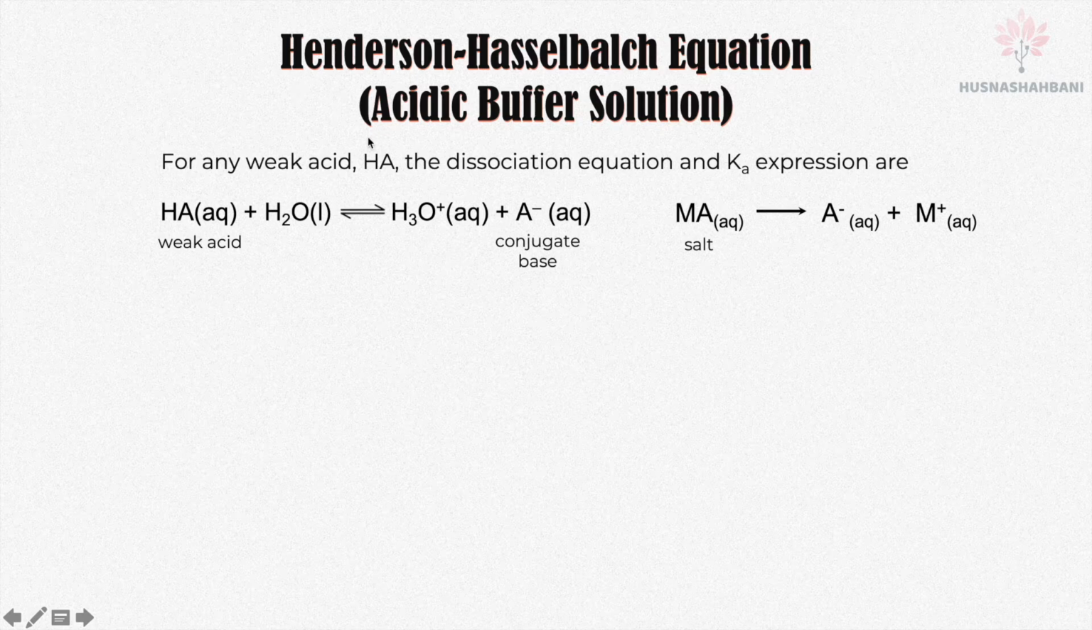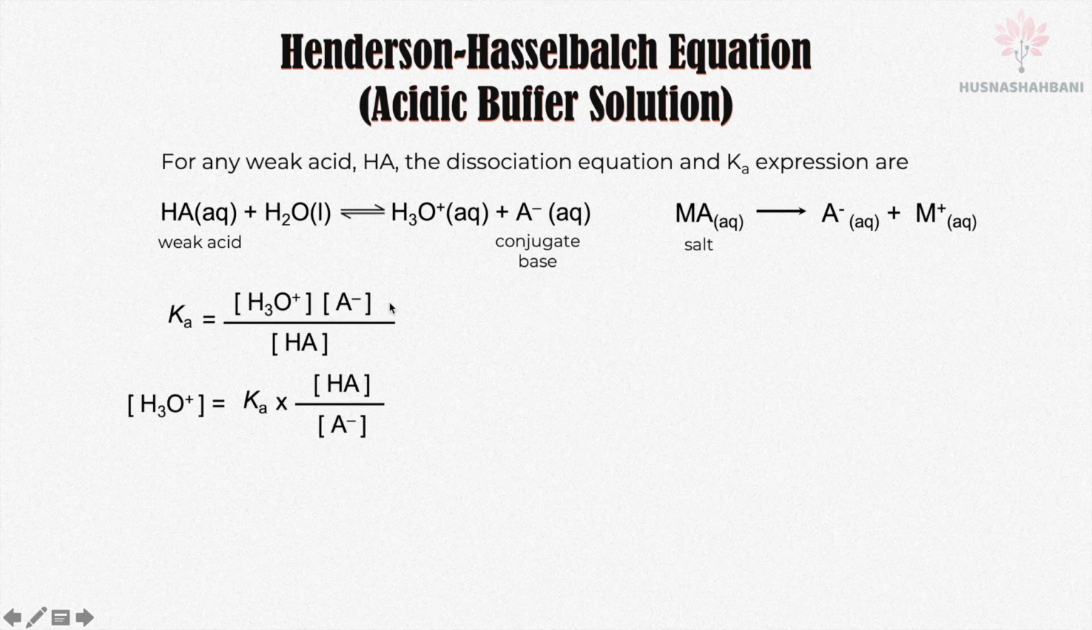Henderson-Hasselbalch equation for acidic buffer solution. We know that for any weak acid, for example HA, the dissociation equation Ka expression is product over reactant. For this equation, the reactant HA, a weak acid, dissociates in water with a reversible arrow, because a weak acid only very slightly dissociates. The products are H3O+ and A-. This is the conjugate base.